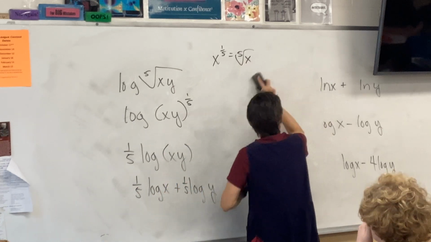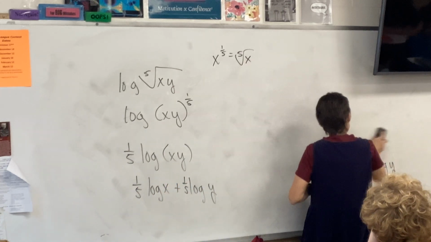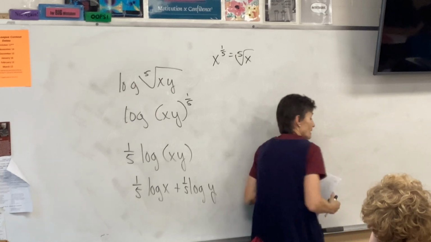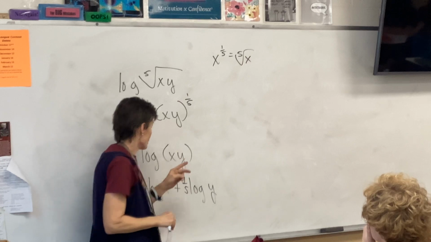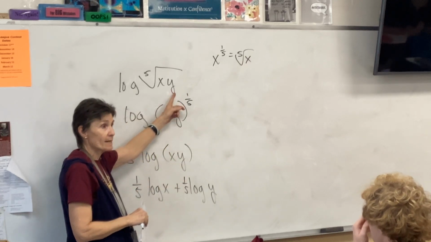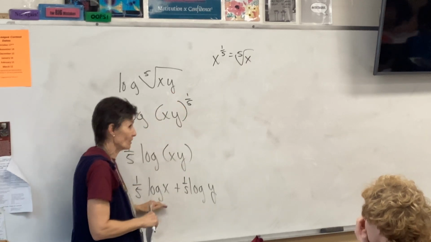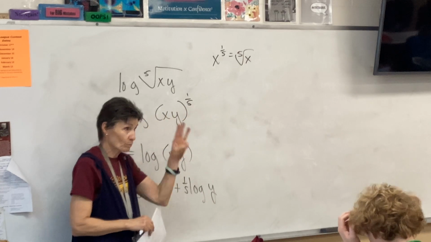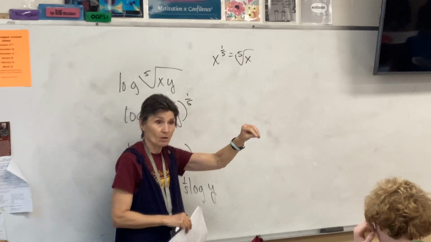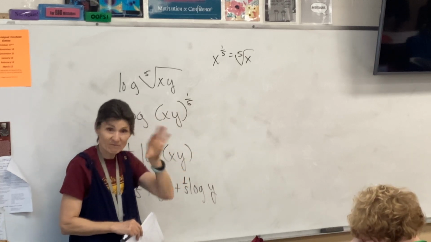So I need 2 logarithms. When it says expand, guys, if you have 2 letters in your problem, you need 2 logarithms in your problem. So this problem had an x and a y. So in the end, I have to have a log x and a log y. If I had 3 letters, I need a log x, a log y, and a log z in my final answer.